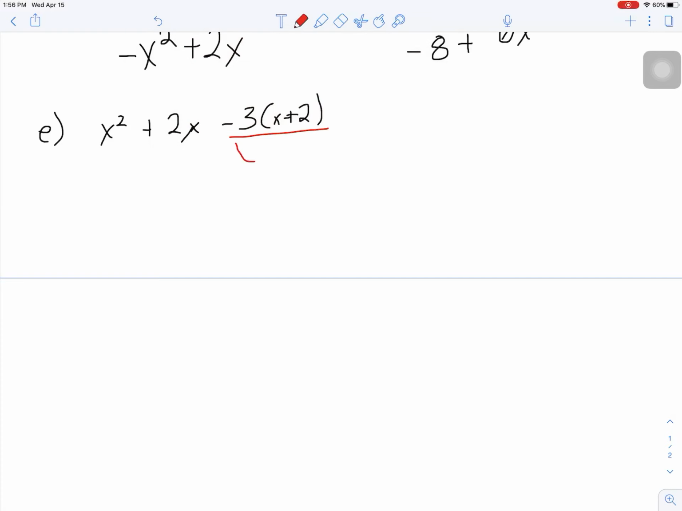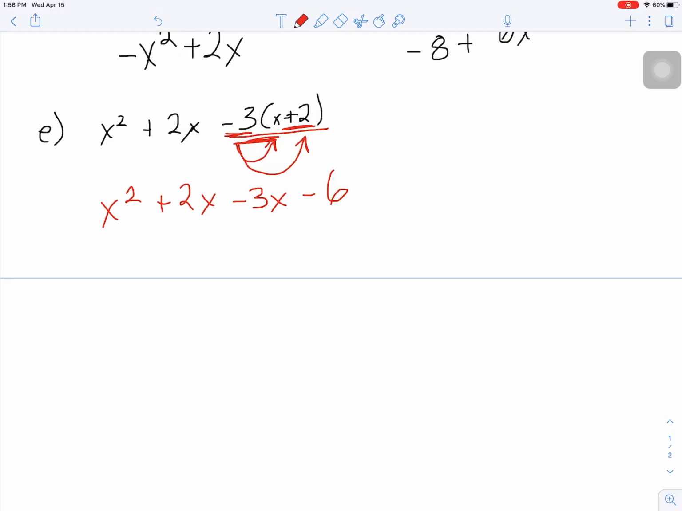So here's the one that we want to focus on. If we are looking at this, we have to focus on this first. So negative 3 times x, and negative 3 times positive 2. So these guys can stay the same for now. So let's expand this. Negative 3 times x is negative 3x. Negative 3 times positive 2 gets us negative 6.